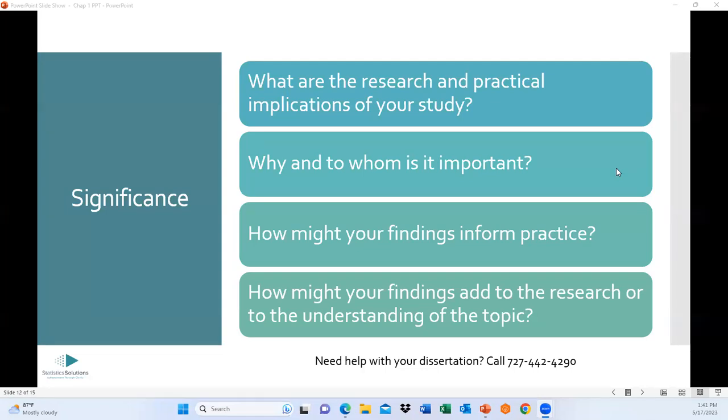So think about the value that the information you're going to get from your study has for people at the level of practice. That's what they want you to discuss a little bit in this section too.